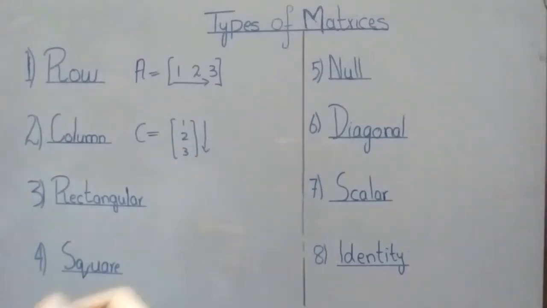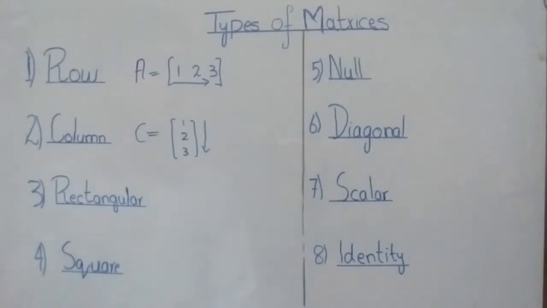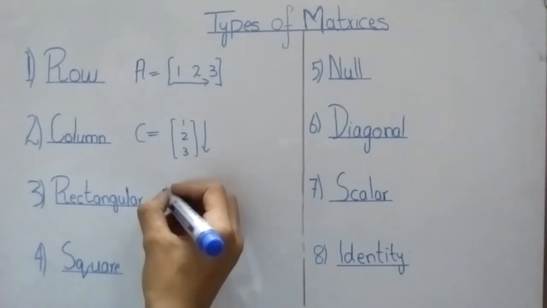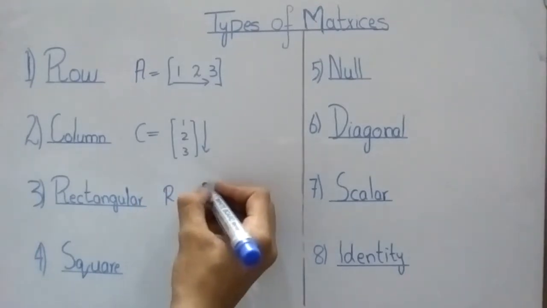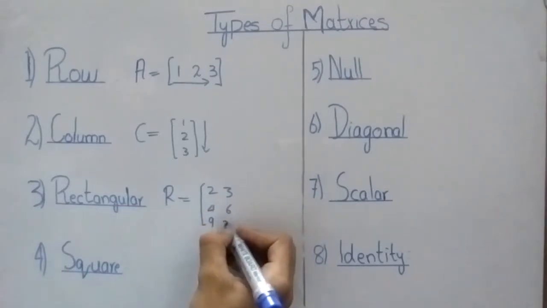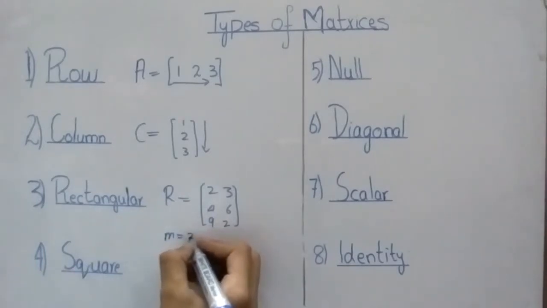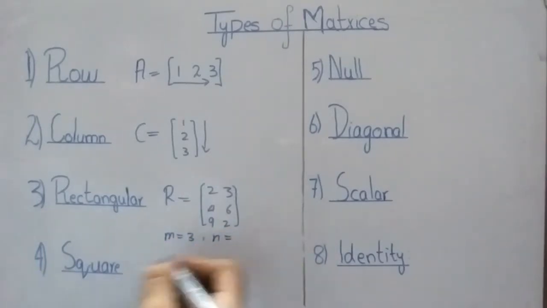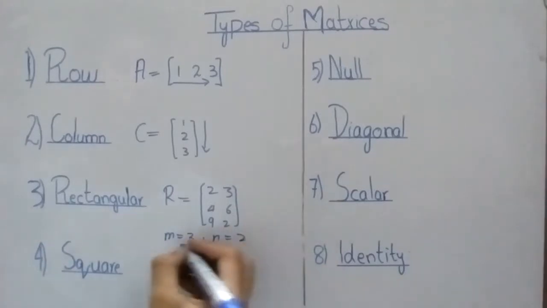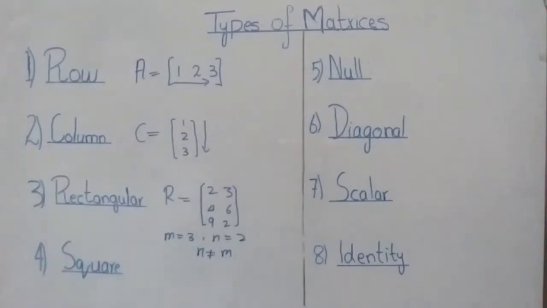On the third number we have a rectangular matrix. A rectangular matrix is a matrix that has the number of rows not equal to the number of columns. For example, R equals 2, 3, 4, 6, 9, 2. The number of rows here equals 3 and the number of columns here equals 2. So n is not equal to m. This is a rectangular matrix.